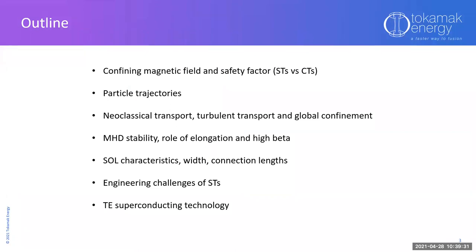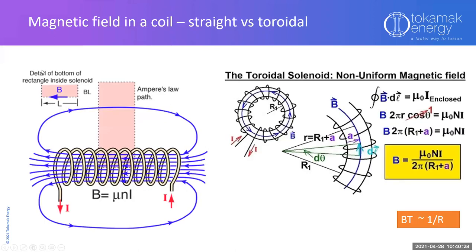I will address the confining magnetic field and the safety factor, a comparison between spherical tokamaks and conventional tokamaks. Particle trajectories, I will cover, then neoclassical transport, turbulent transport, global confinement. I will then discuss briefly the MHD stability and the role of elongation and high beta. Then I will tell you a little bit about the scrape-off layer characteristics, the width of the scrape-off layer, which is a very important parameter, and the connection length of the magnetic field lines in the scrape-off layer. And then I will move to the engineering challenges for spherical tokamaks. And finally, I will have a few slides on the main feature developed by Tokamak Energy, which is the superconducting technology.